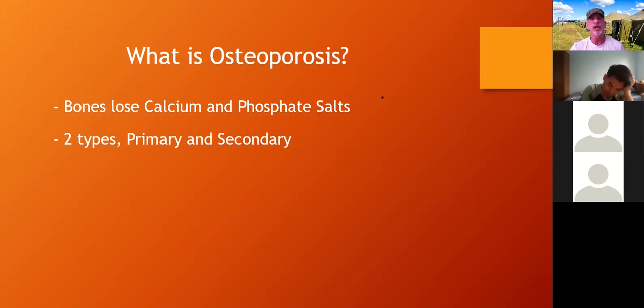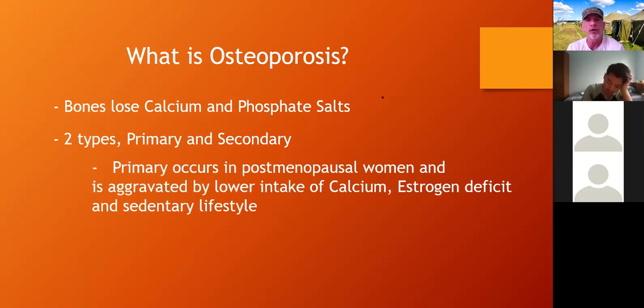There's two basic types of osteoporosis. So there's the primary and the secondary. Primary is the one that we're most familiar with, in postmenopausal women, and it's aggravated by a lower intake of calcium, or maybe not necessarily an intake of calcium, but a lower metabolization of that calcium into the materials necessary to build bones.